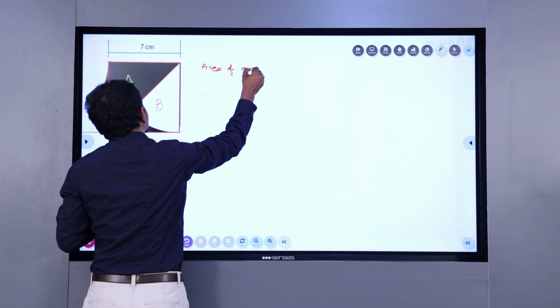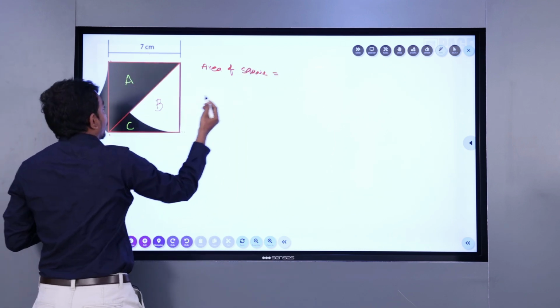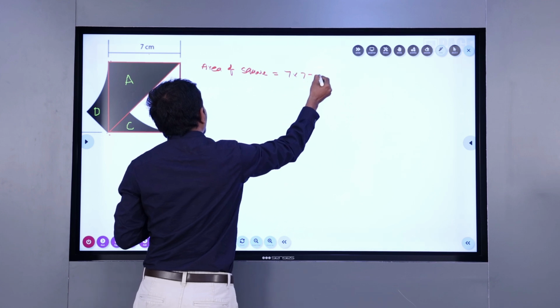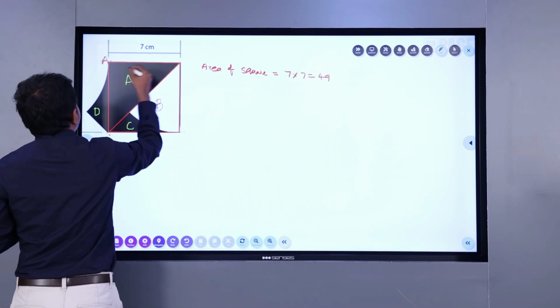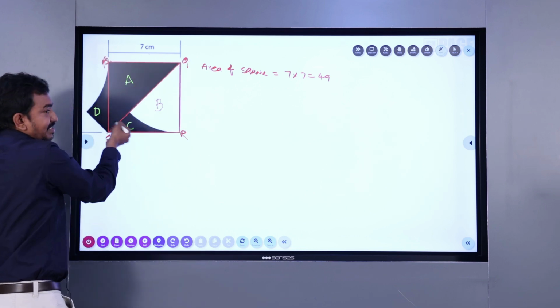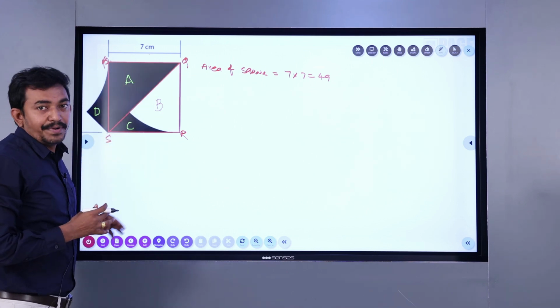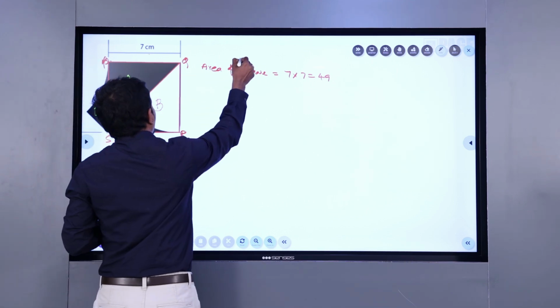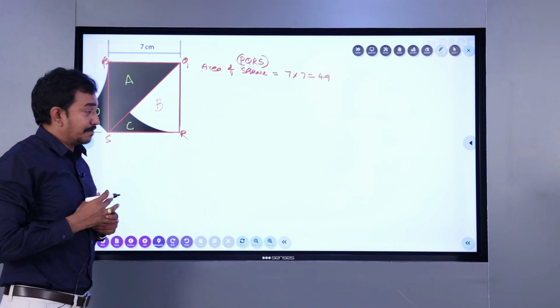What is the area of a square? We know that the area of a square is side squared. So here the side of the square is 7. 7 into 7, the area would be 49. Let us name these vertices PQRS, guys. As I use notations ABCD for representing areas, let us take the vertices to be PQRS. The area of the square, area of PQRS, is 49.